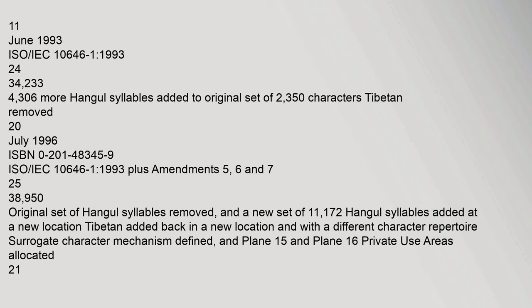ISBN 0-201-48345-9, ISO/IEC 10646-1:1993 plus amendments 5, 6 and 7. 25, 38950. The original set of Hangul syllables removed, and a new set of 11,172 Hangul syllables added at a new location. Tibetan added back in a new location and with a different character repertoire. Surrogate character mechanism defined, and plane 15 and plane 16 private use areas allocated.